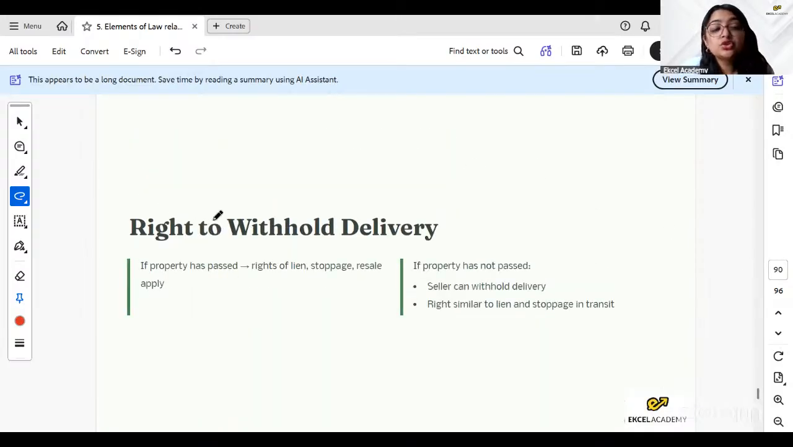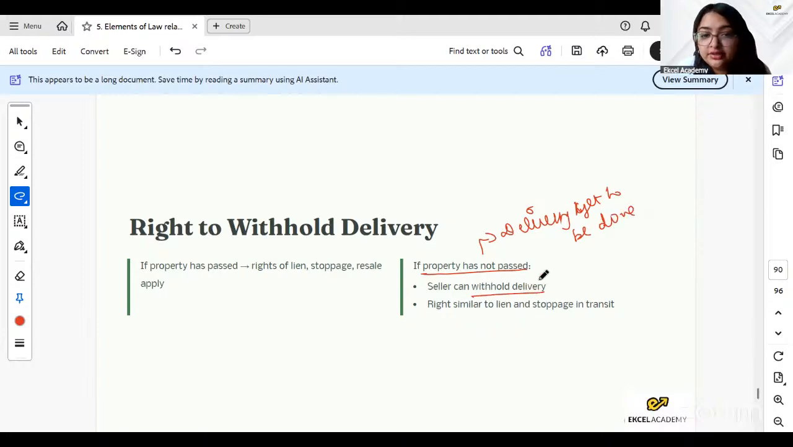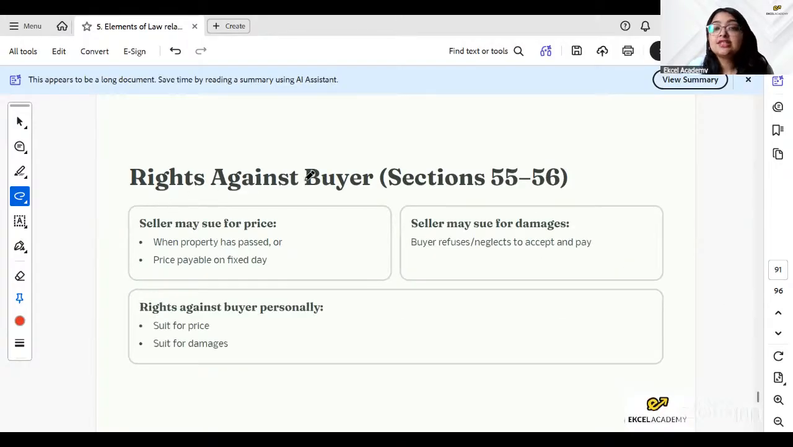Next is the right to withhold delivery. If property has passed, rights of lien, stoppage, and resale apply. If property has not passed, which means the delivery is yet to be done, the seller can withhold delivery, and this right is similar to lien and stoppage in transit.